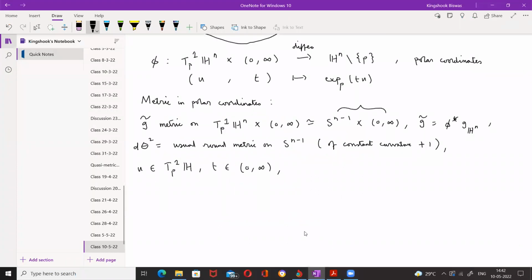Okay, so let me take two tangent vectors, say xi and eta. These are tangent vectors. Let me call this space X. So let me take two tangent vectors at u of X.